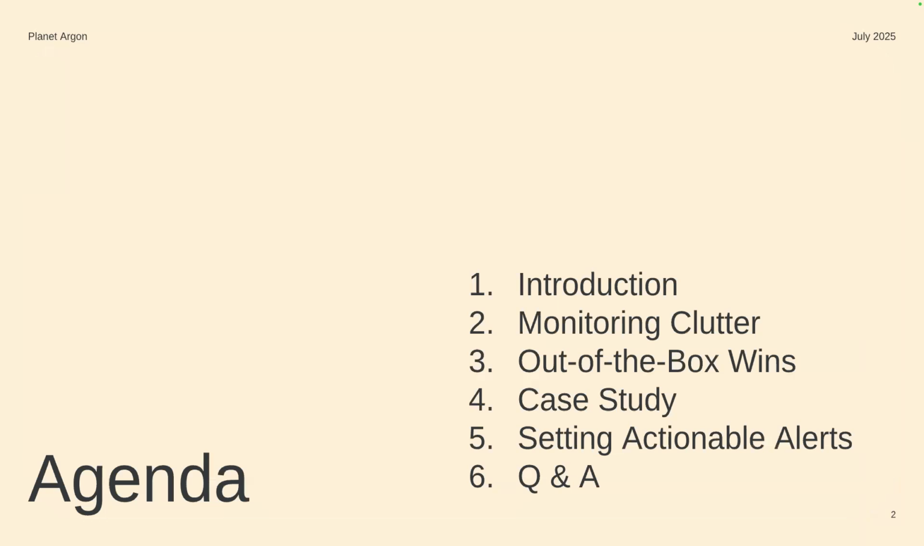Today, that was my introduction. We're going to be looking through the monitoring clutter section, which I just mentioned, kind of going through the different applications and monitoring them. I'm going to talk about some out-of-the-box defaults that are really big wins if you understand them and can go through and set up. We're going to look at a case study to give a real example of how we use AppSignal to solve a problem. And then we're going to look through actionable alerts and setting them up. And then we'll leave some time for Q&A as well.